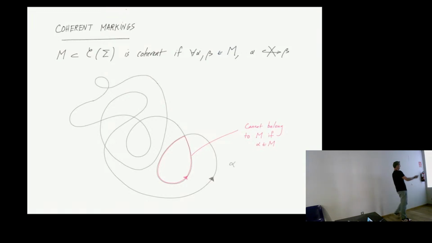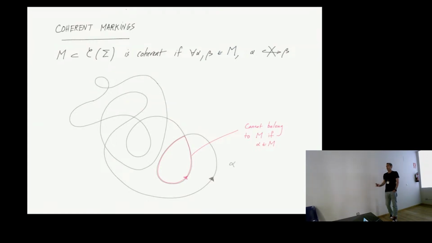So if for instance, if we had this curve alpha, and I look at that subloop there, well, that subloop cannot belong to my coherent set if alpha already belongs to that set. Right? So once you have a curve, all of its proper subloops that you see inside are not allowed to belong to that set. And that's what I mean by a coherent set of curves. Right? So let me give you some examples.